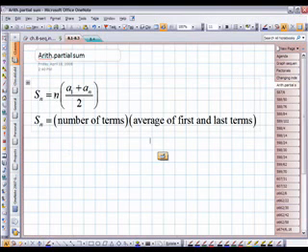You can think of this as n being your number of terms, and this expression is the average of the first and last term. So if you want to find the finite sum, this partial sum, you take the number of terms you have times the average of the first and last.